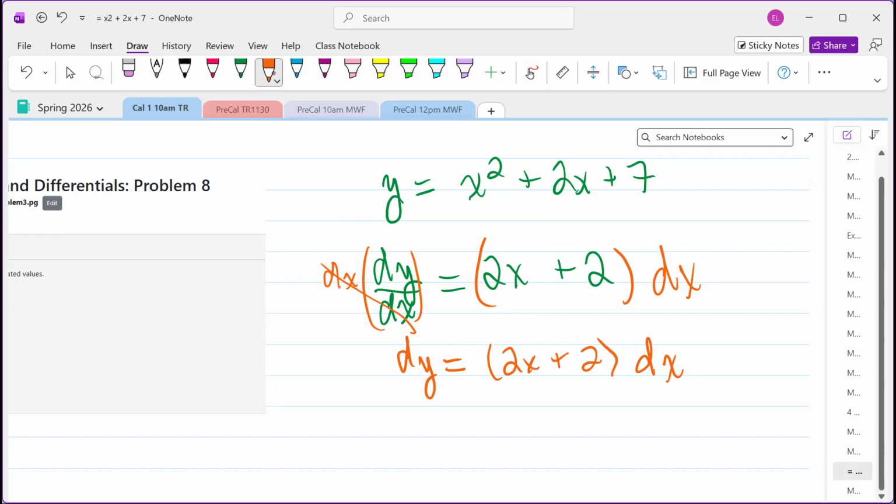I could leave it like this. If this was the question and they asked for dy, this is what we would type as the answer, 2x plus 2 with a dx. So we can either distribute the dx through or leave the parentheses.